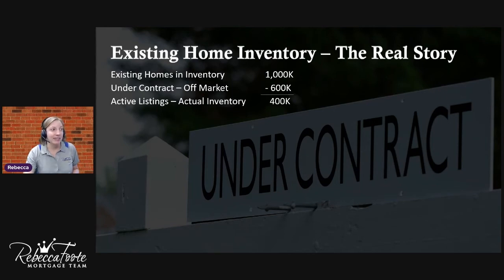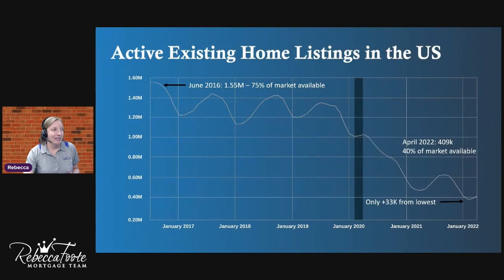And to put that in context, this is a look at active listings. So going back here to June of 2016, where by the way, we had 75% of the homes on the market were available, goes all the way down to current market of 2022, where we only have 40% of the homes on the market. 40% of that million, which takes it to 400,000, you can see that's actually very, very low inventory.